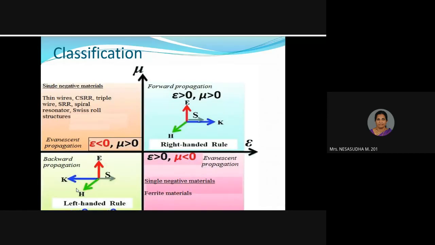In this quadrant, both epsilon and mu are negative. Here the direction of propagation is backward, so it follows the left-hand rule. When both are positive, it follows the right-handed rule, where the wave propagates in the forward direction, whereas when both epsilon and mu are negative, it follows backward propagation, or we can call it the left-handed rule.